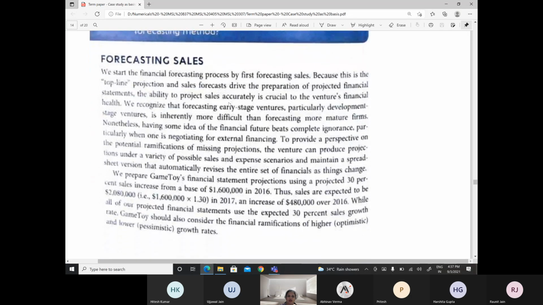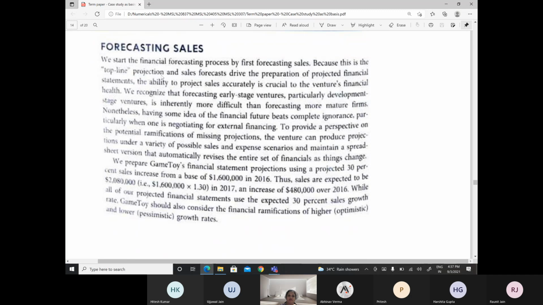First, we start with forecasting sales. We start the financial forecasting process by first forecasting sales because this is the top line projection, and sales forecasts drive the preparation of projected financial statements. The ability to project sales accurately is crucial to the venture's financial health.